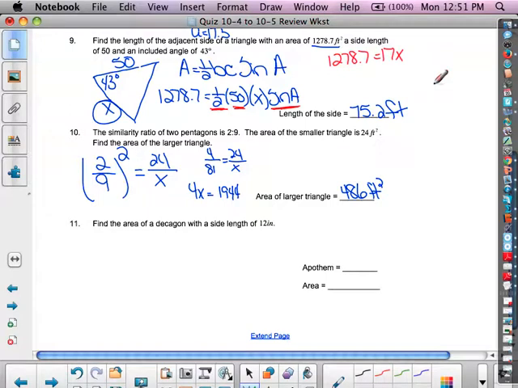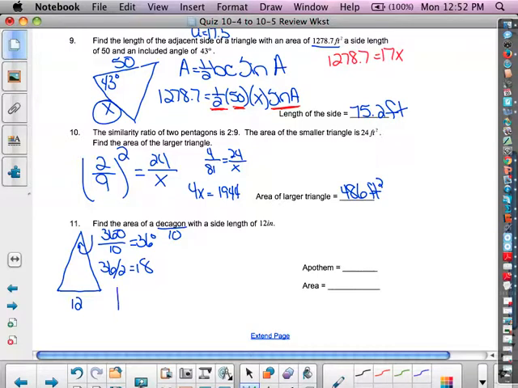Next, you're asked to find the area of a decagon. Again, a decagon has 10 sides, and it has a side length of 12. I'm not going to try to draw a decagon by hand. I'm just going to draw a triangle that represents one of the central angles. The side length is 12. My central angle measure will be 360 divided by 10, which is 36 degrees. When I take 36 and divide that by 2, I get 18. So now when I have half of that triangle formed by two radii, this angle is 18.